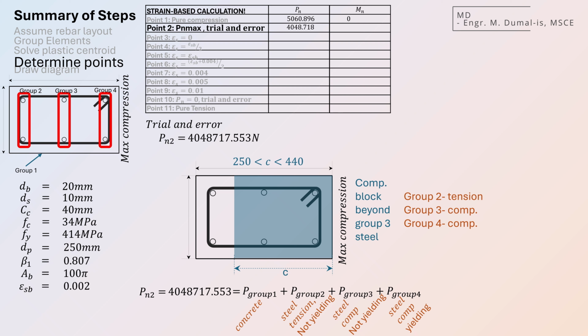With the yielding behavior confirmed, we now write the equation for Pn again. Group 2 is tension, not yielding, and Group 3 is compression, not yielding. Group 4 is compression and yielding. We apply the appropriate formulas and subtract the displaced concrete stress as needed.